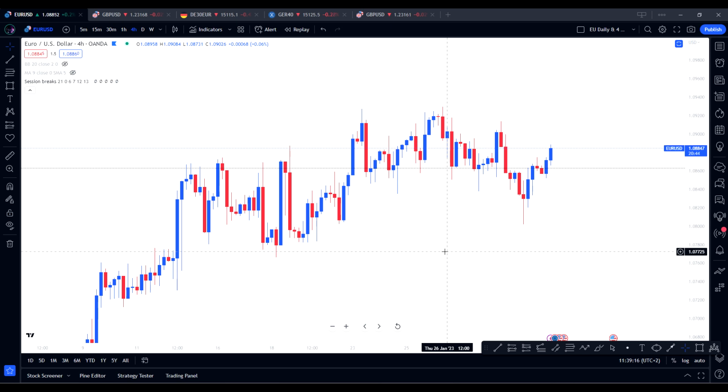I am the Vortex Trader, and today I want to show you guys how I go about finding and trading order blocks on Euro USD in the 4-hour time frame. So without further ado, let's just jump right into it.